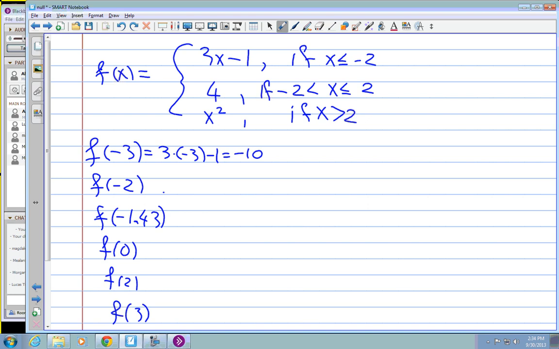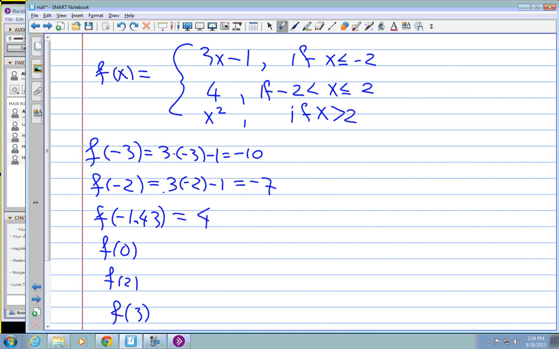Now, how about negative 2? Where's that one going to go? Same thing. It still goes on the top one because negative 2 satisfies that inequality. So it's 3 times negative 2 minus 1, which is negative 7. Now, how about negative 1.43? Where's that going to go? It's 4 because it's a constant. It's always 4. They're in the middle, so you get 4.